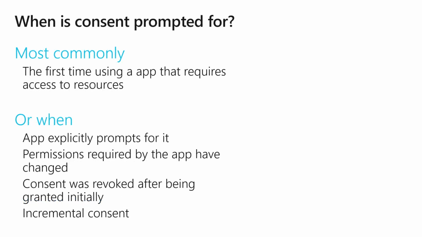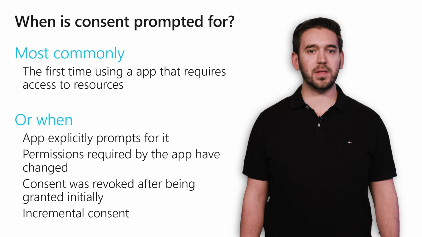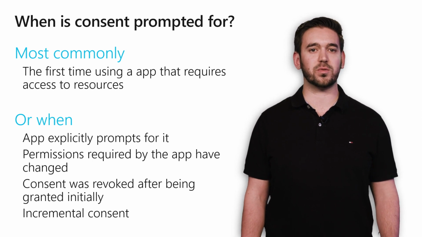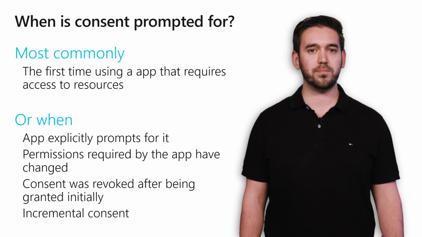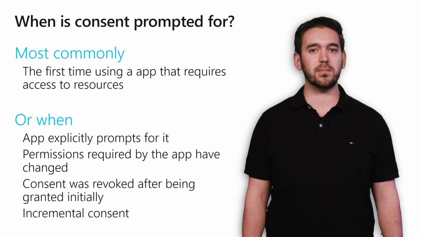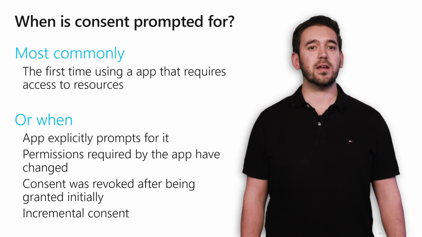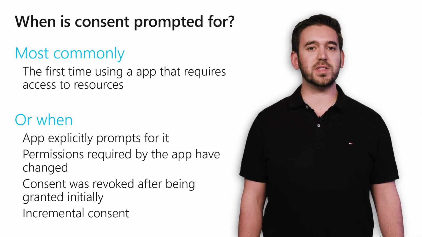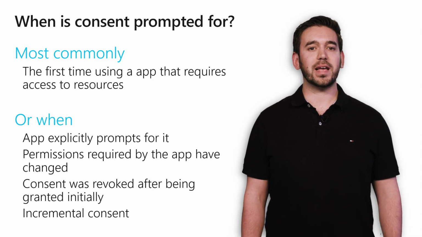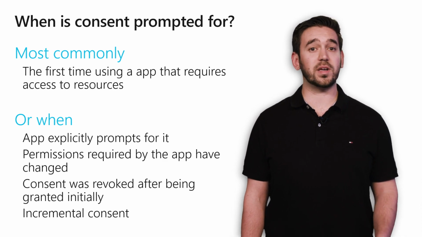Now let's talk about when consent is actually prompted for. Usually this happens automatically the first time someone uses an app that requires permissions to access resources that are protected via OAuth. This can also happen if the app is coded to explicitly prompt for consent, if the permissions the app is requesting access to have changed, if the user revoked consent and went to use the app again, or if the app is using incremental consent to ask for some permissions up front and more later. So this is not always unexpected.